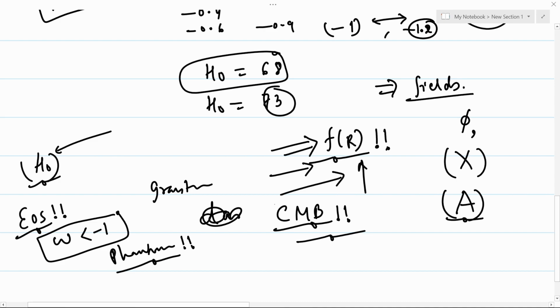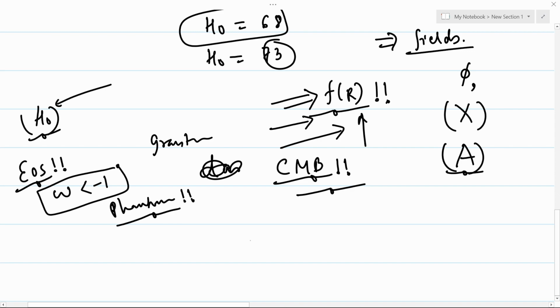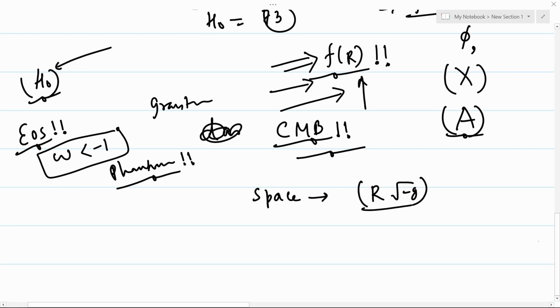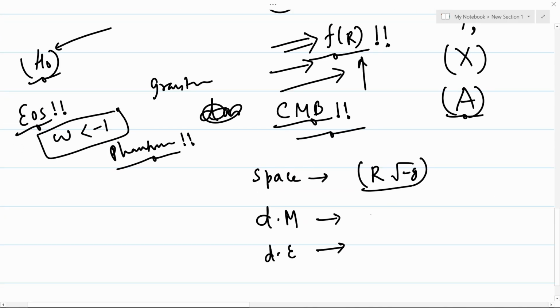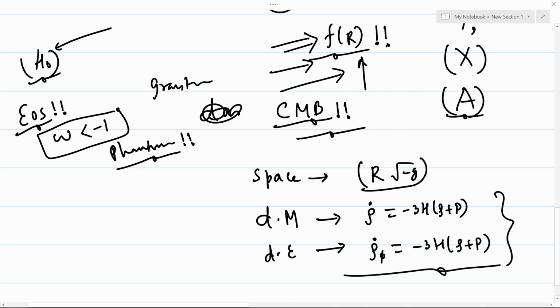Now what can we do? In order to do that, we are not disturbing the space-time curvature. Space-time is still given by gravity, Einstein gravity. Einstein's theory is completely correct. What we can do is that we have dark matter and dark energy. And if we have the dark matter and dark energy in our system, what we get is rho dot equals -3H rho plus phi for dark matter, and simply rho phi dot equals -3H (rho plus p) for dark energy. This is called the conservation of energy.